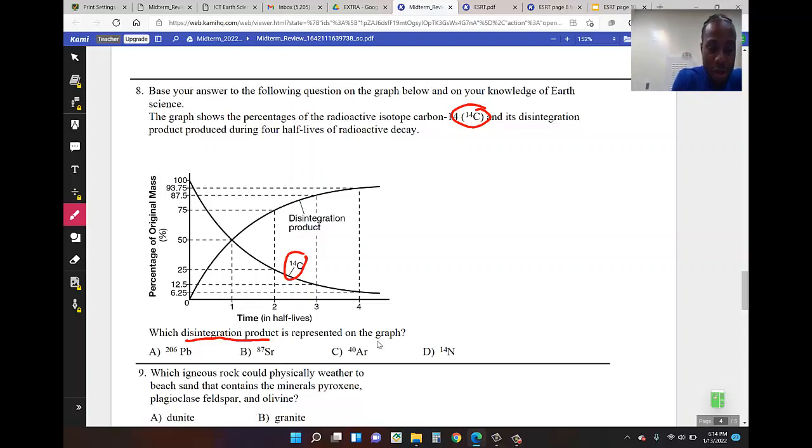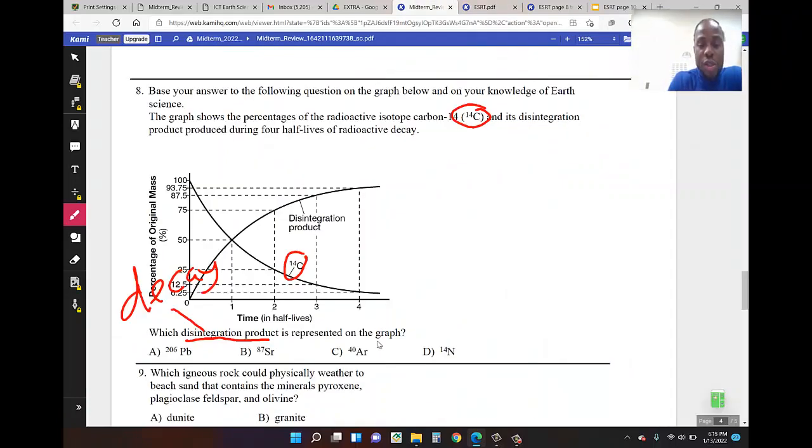You know what it means to disintegrate, by the way? All right, it is to decay, or to decompose, or to reduce, or to become more stable. So what does carbon-14 disintegrate into? That should take us to our ESRT. I think I should write that down.